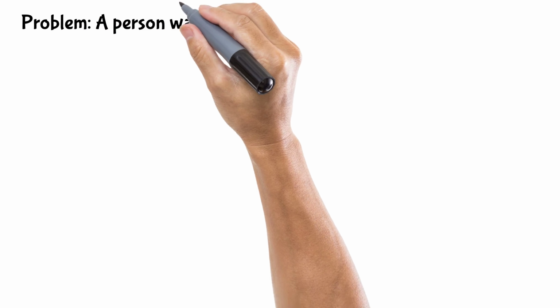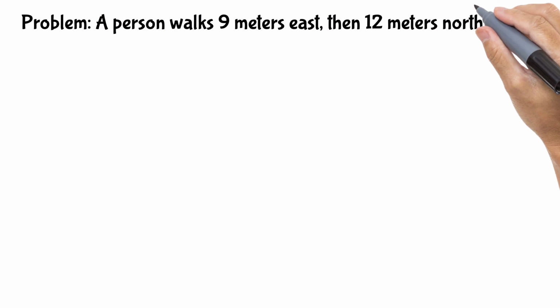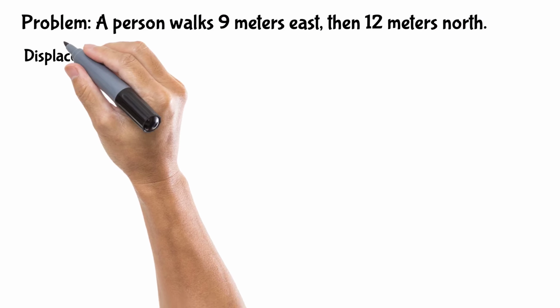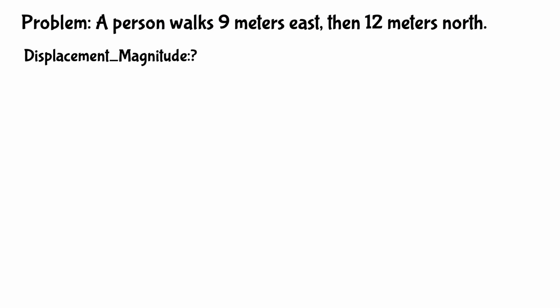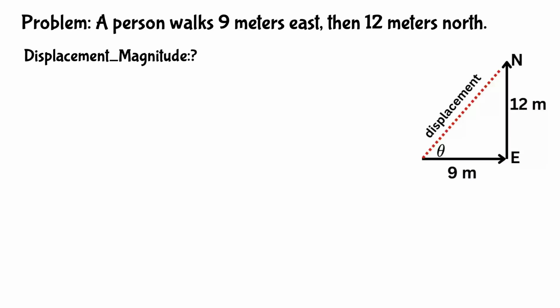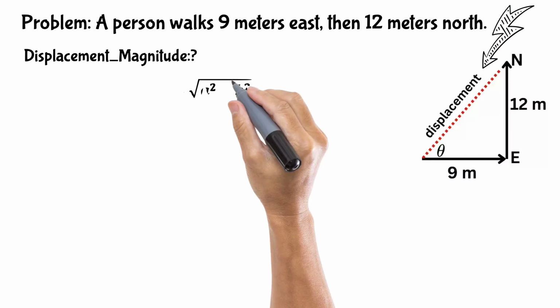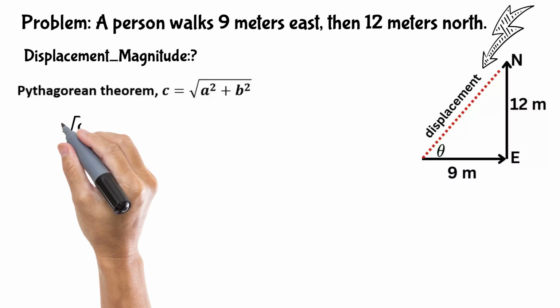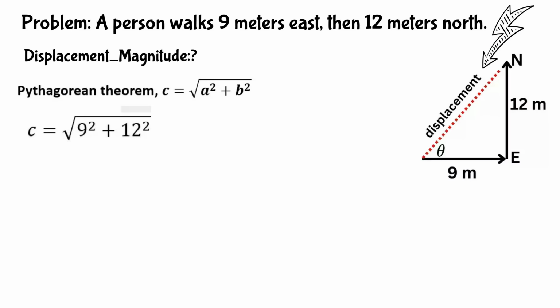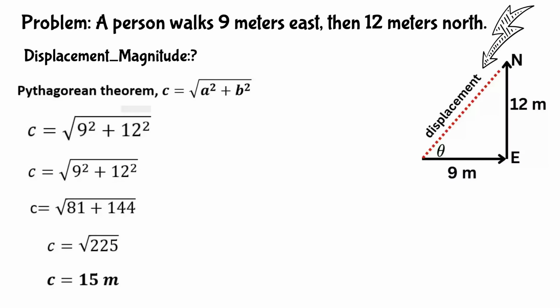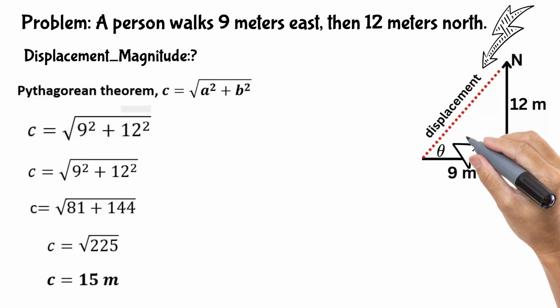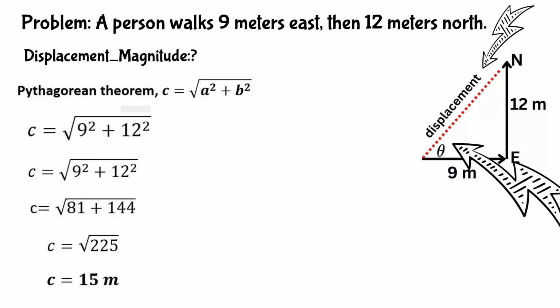Now let's find the displacement. We need to determine the shortest straight-line path from the starting point to the ending point. We use the Pythagorean Theorem. c equals the square root of a squared plus b squared. Substituting the values, we have square root of 81 plus 144, which is equal to the square root of 225. So the displacement is 15 meters.